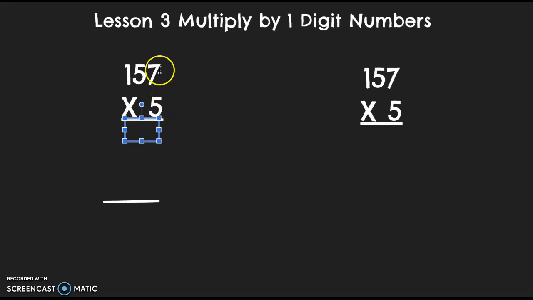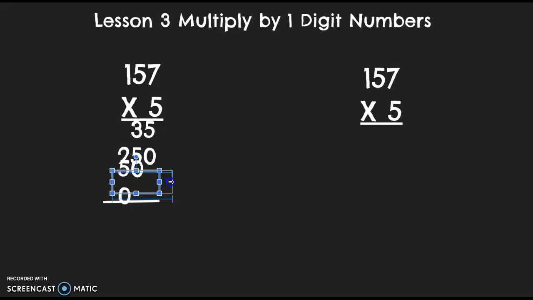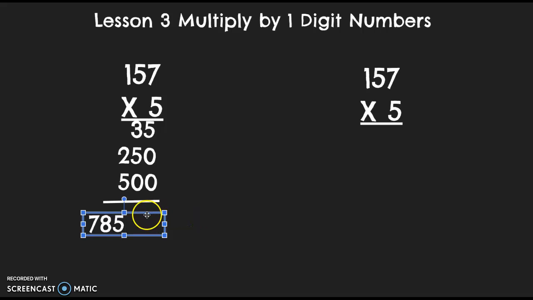All right, so I did 7 times 5 is 35. Then I did 5 times 5 is 25, but it's actually 5 times 50, so it's 250. And then 5 times 100, so this would be 500. Add them all up. Looks like I would get 785.